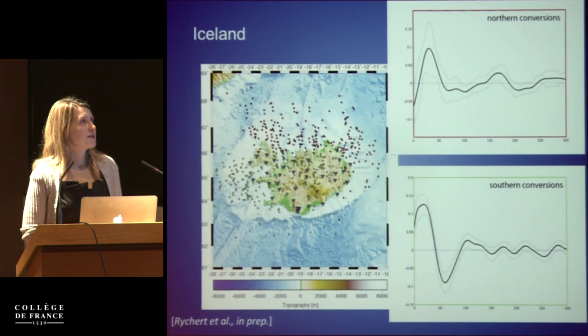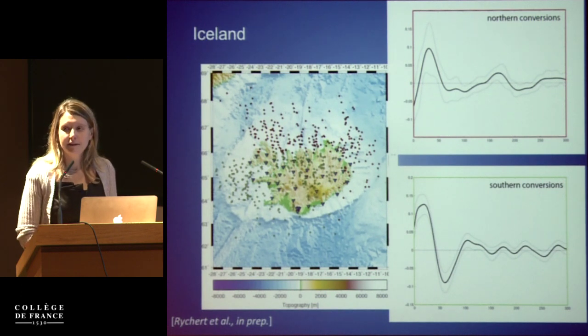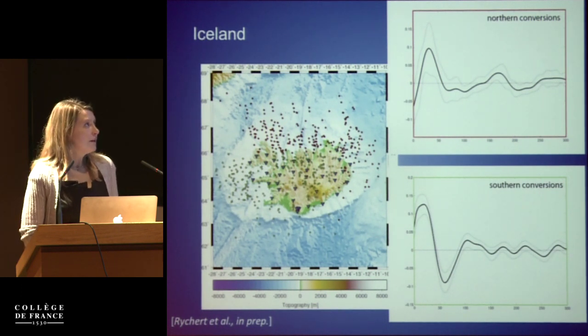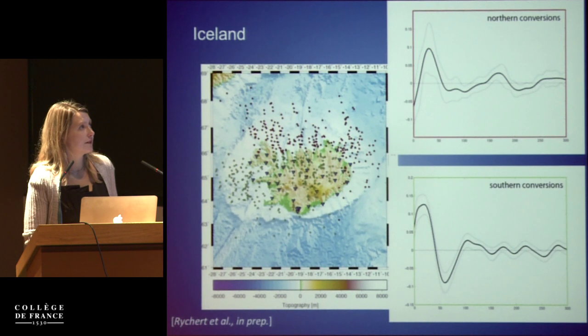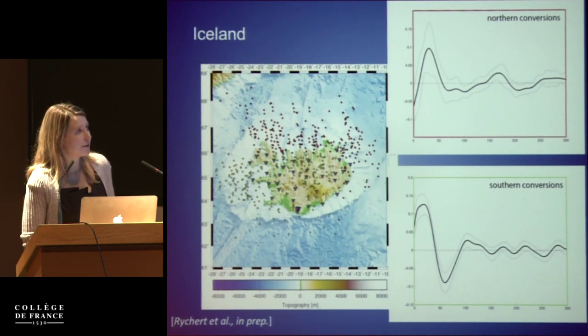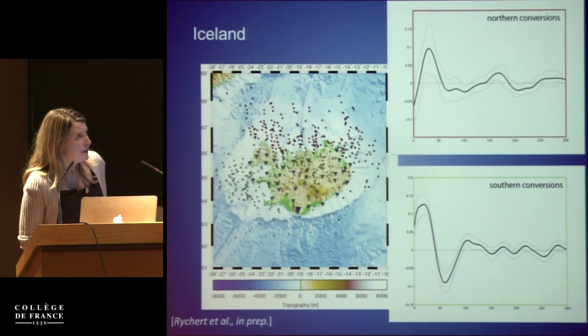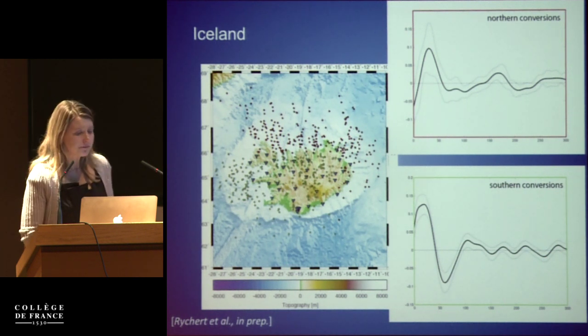And finally, just some results that are really new from Iceland. Here, I divided the data into a southern conversion point bin and a northern one. And I found in the north that I have a Moho. And the next most important thing is probably this strong velocity increase with depth at about, here it must be about 140 or 150 kilometers depth.